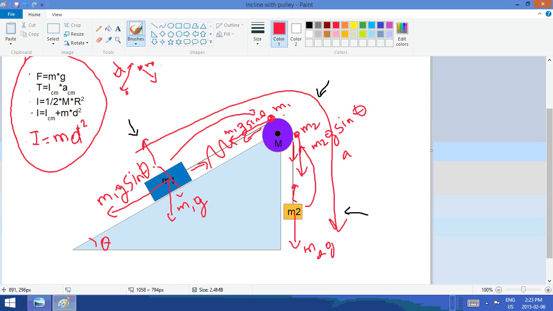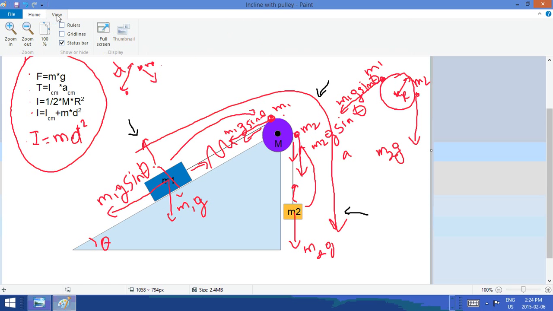Okay, so all we have, the system becomes here, this is our pulley, this is the radius r, we have M1, M2, and we have here M2 times G, and we have here M1 G sine theta. Okay, so we can move to the next slide.